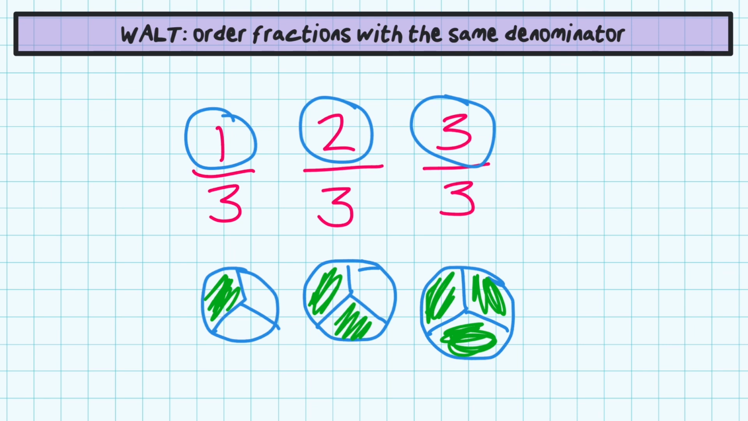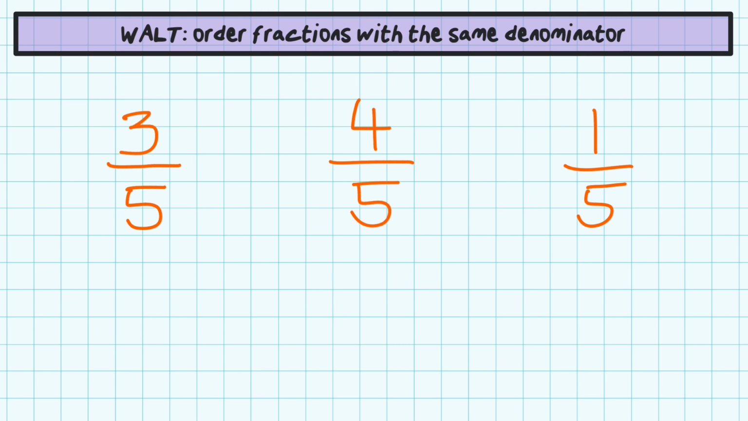Now let's try another one. Now we've got 3 new fractions here. We all have the same denominator, so that makes it a lot easier. We have fifths this time, and I'm going to challenge you this time. Can you order these fractions without drawing a picture? So can you visualize what they would look like in your head? Can you visualize 3 pieces out of 5? Can you visualize 4 pieces coloured in out of 5? And can you visualize 1 piece out of 5 coloured in?